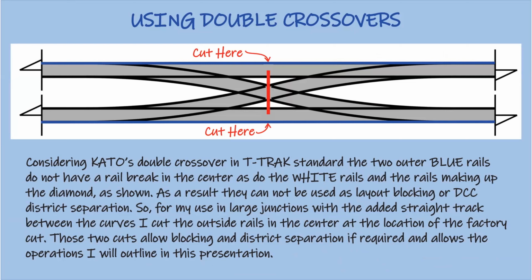Considering KATO's double crossover in T-TRAK standard, the 2 outer blue rails do not have a rail break in the center, as do the white rails and the rails making up the diamond, as shown. As a result, they cannot be used as layout blocking or DCC district separation. So, for my use in large junctions with the added straight track between the curves, I cut the outside rails in the center at the location of the factory cut. Those two cuts allow blocking and district separation if required, and allow the operations I will outline in this presentation.